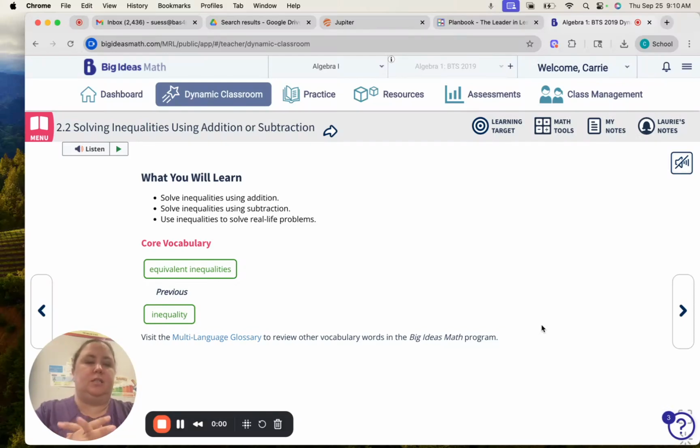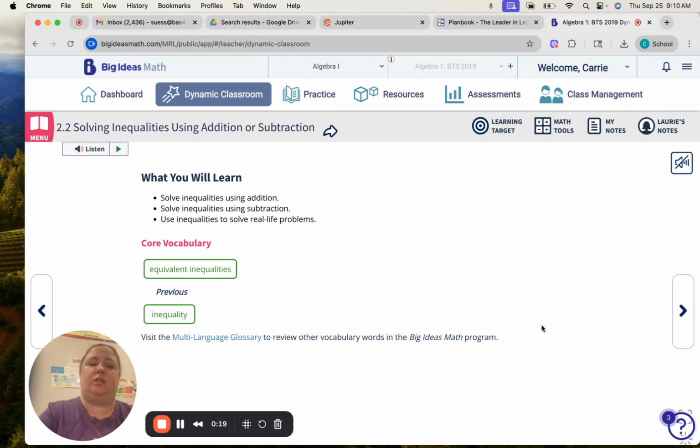All right, Algebra, this is lesson 2.2, solving inequalities using addition and subtraction. So this is going to be a lot like how we solved regular equations, where you're moving back and forth, adding or subtracting. You're doing the opposite of whatever the sign currently is to switch it to the other side of the equal sign.